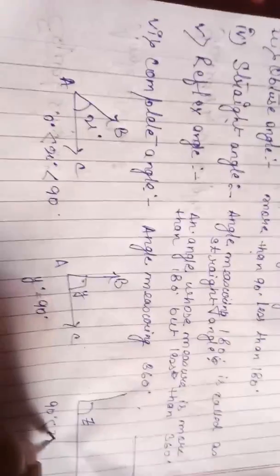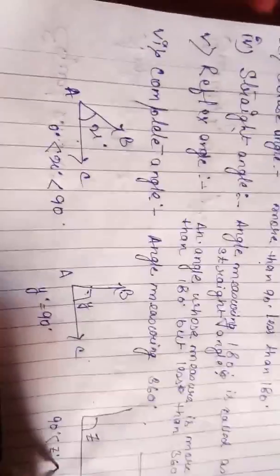Obtuse angle definition, what does it say? More than 90 but less than 180 degree. So it should not be a straight line. Okay, then suppose it is Z. Then Z is more than 90 but it is less than 180 degree.